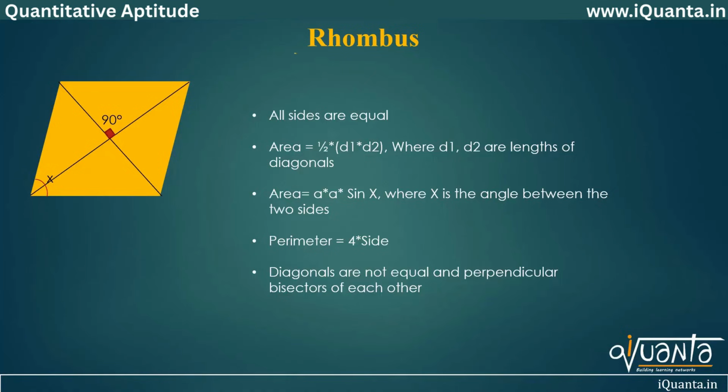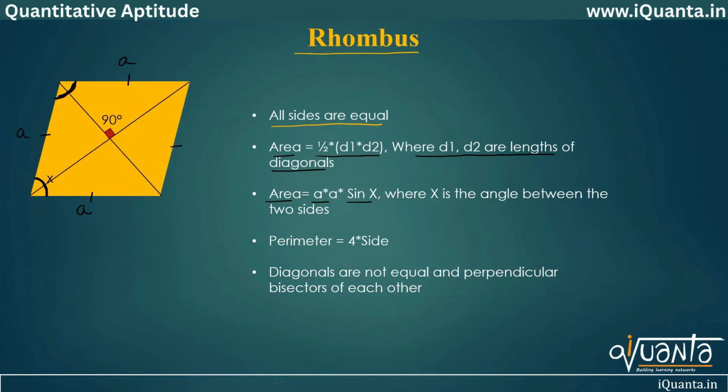Next figure that we have is a rhombus. So all the sides of a rhombus are equal. So all these sides, they will be equal. Area of a rhombus is given by half d1 cross d2, where d1 and d2 are lengths of diagonals. So if diagonals are given, you can find out the area of a rhombus using this formula. After that, area of a rhombus is also given by a into sin x. So a is nothing but the side of the rhombus, all are equal. Sin x, where x is the included angle between these two sides. So you can take this angle as well, or even this angle.